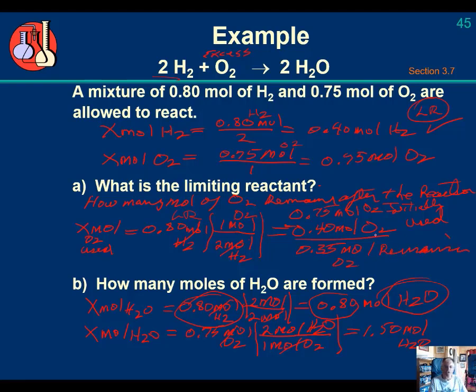Okay, so all I did to find out how many moles of O2 remained was calculate how many moles I used, using my limiting reactant H2, and then subtract however many moles of O2 I used from how many I started with. That gave me how many moles remained.